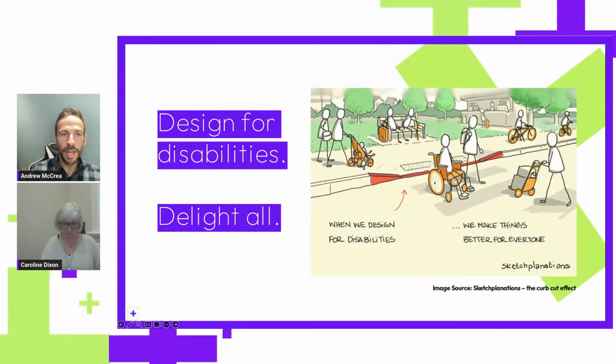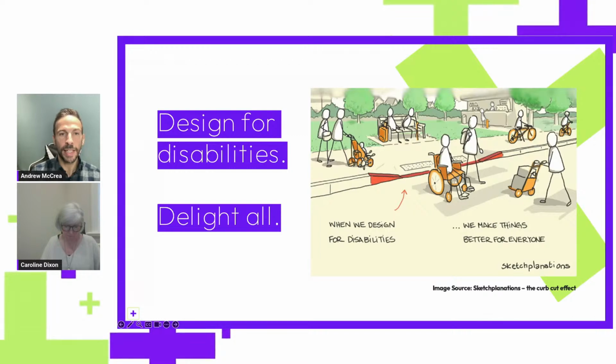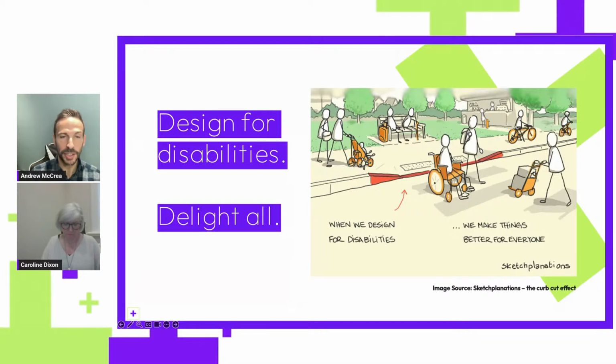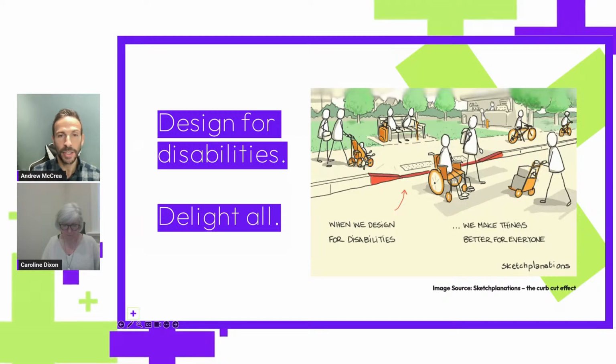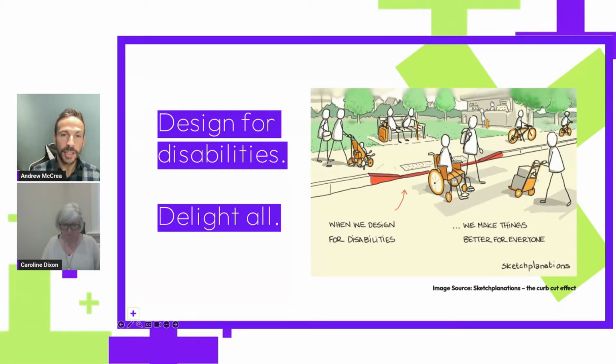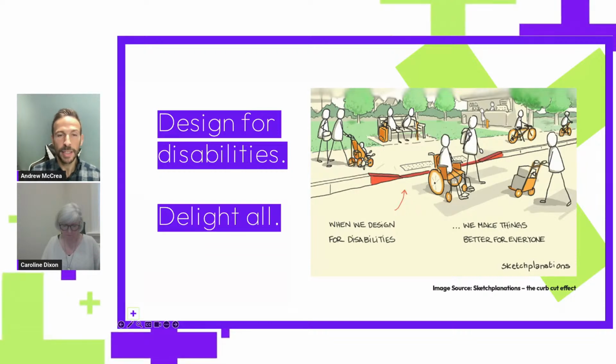The first is that when we design for disabilities, we often delight all. So this little cartoon here you see is the curb cut effect. In the modern world, we are constantly exposed to this. Obviously, curbs being cut out so cars can move in and so on. But when we design for disabilities, everything improves. So whether you're in a wheelchair, whether you've got mobility issues, whether you're pushing some luggage or you're making a delivery, imagine if these curb cuts weren't around.